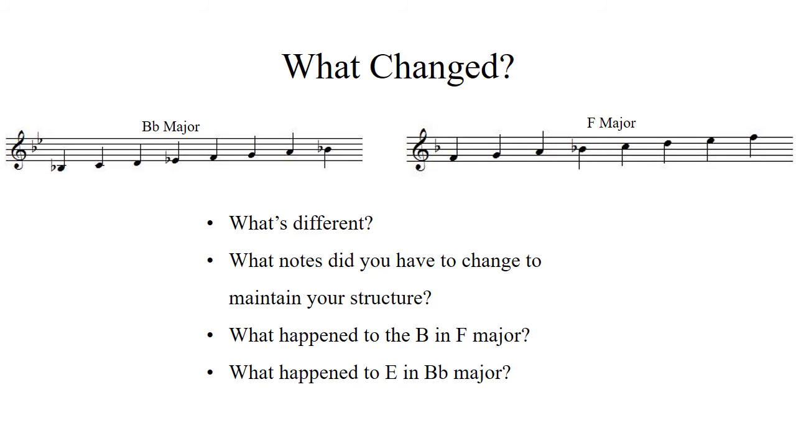So then that gives your half step, and then you get a whole step between B flat and C, and then a whole step between C and D, and then a whole step between D and E, and a half step between E and F, and that's your F major scale.